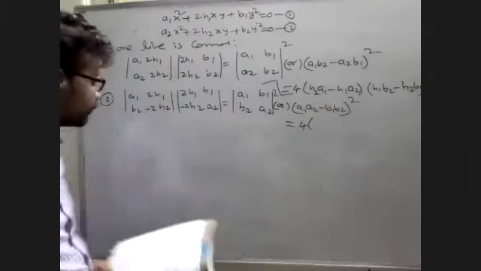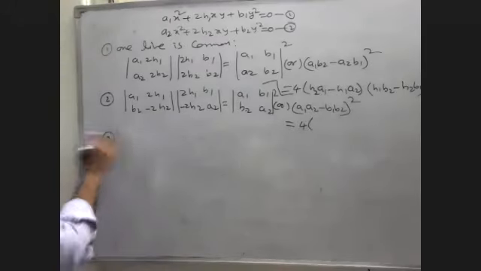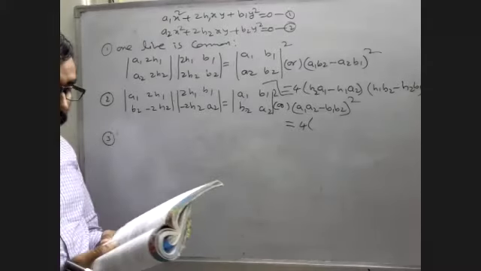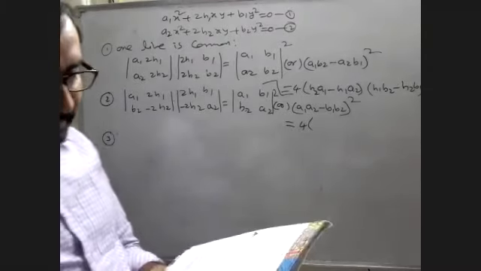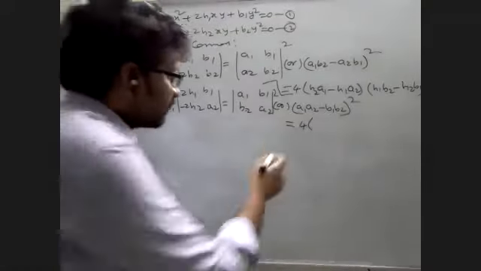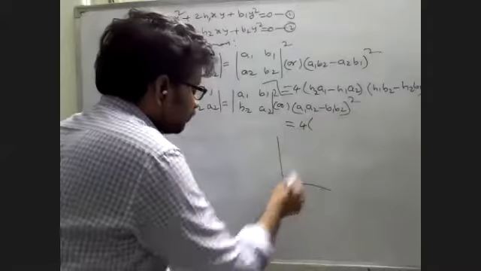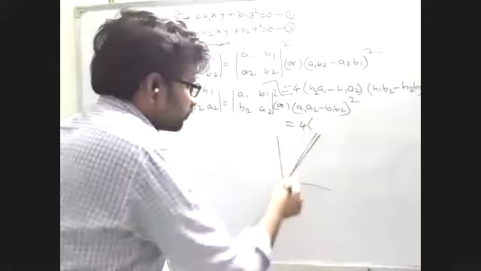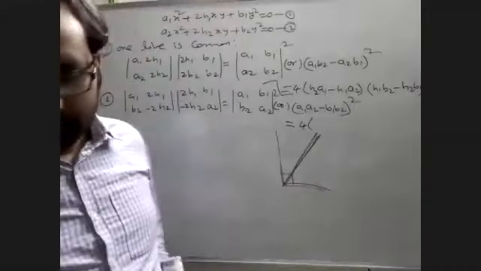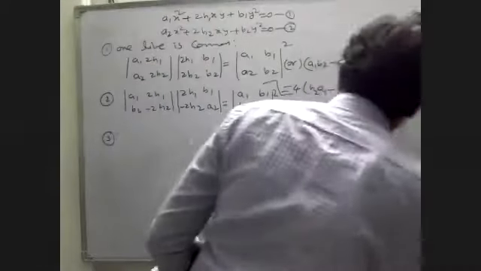Next, third one. What is third one? If the pair of lines are such that they have one line in common and other remaining lines are perpendicular. Just now I told you. One line is common. This is for both, this pair of line, this pair of line. Other two are perpendicular. Then what is the condition? This is the last one. 3 conditions we have.